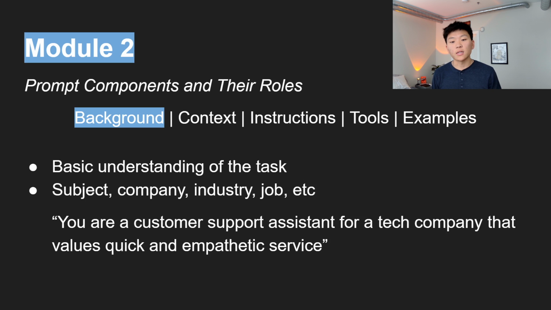The first component is background. So you want to give your agent background information so it has a basic understanding of the task or context that it's working in. This can include details about the subject, the company, or the specific context that might influence how the agent is going to respond. So here's an example. If the agent is helping with customer support, you might include, you are a customer support assistant for a tech company that values quick and empathetic service. So obviously it's a very simple example, but that's sort of the kind of stuff we'd be looking at here.